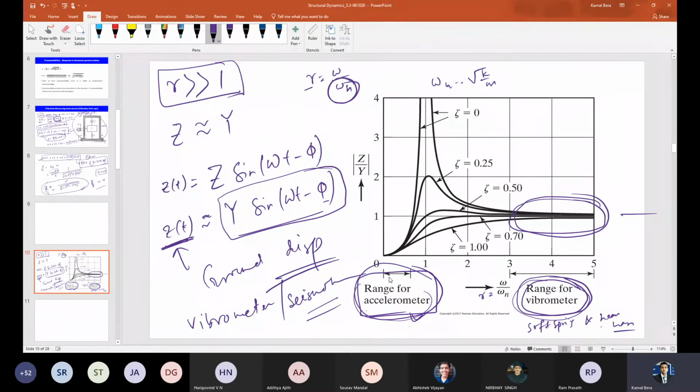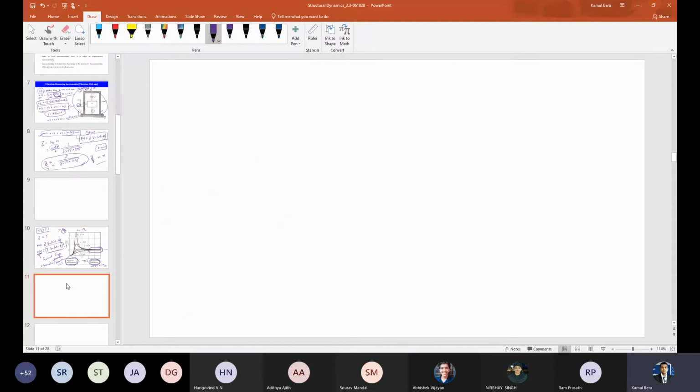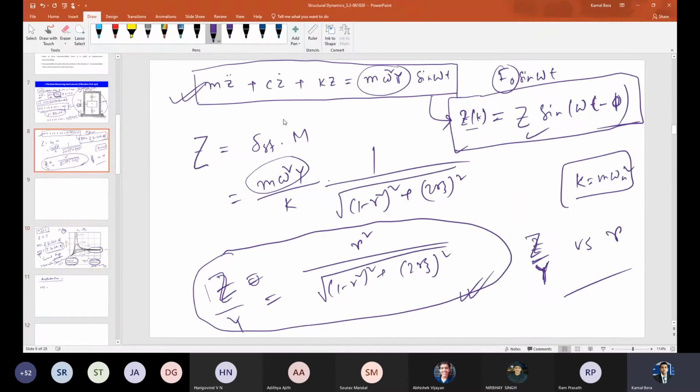So phase difference I will not discuss. Now for the next thing, what is the next thing? Accelerometer. How is it the same thing again? What expression have you got? Capital Z or small z(t), right? So z(t) equals capital Z sin(omega t minus phi), right? So capital Z is Y r square by this.